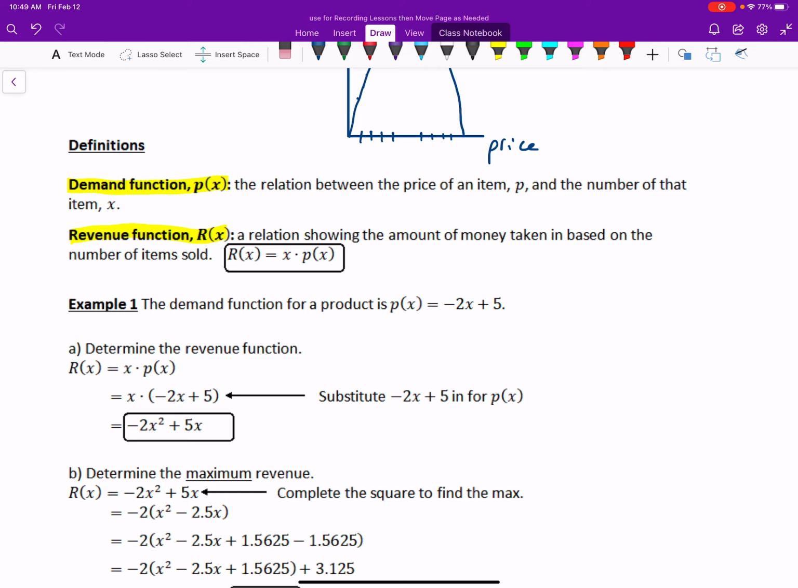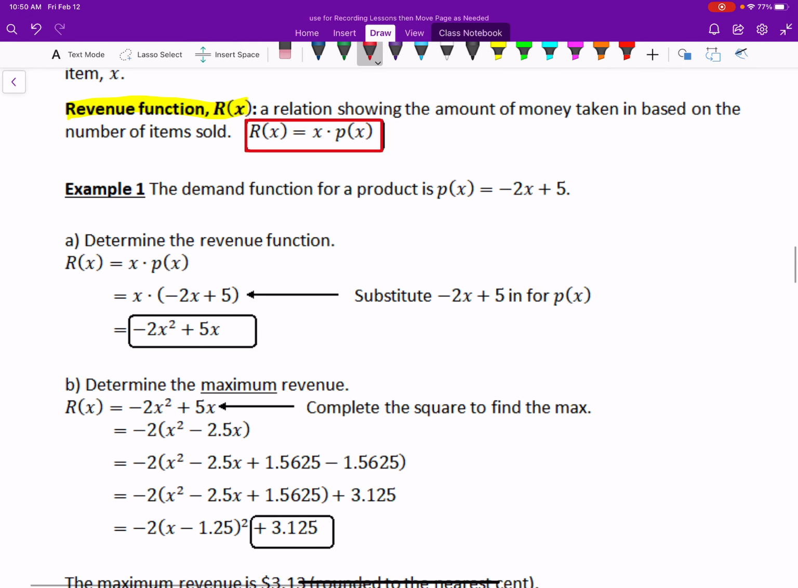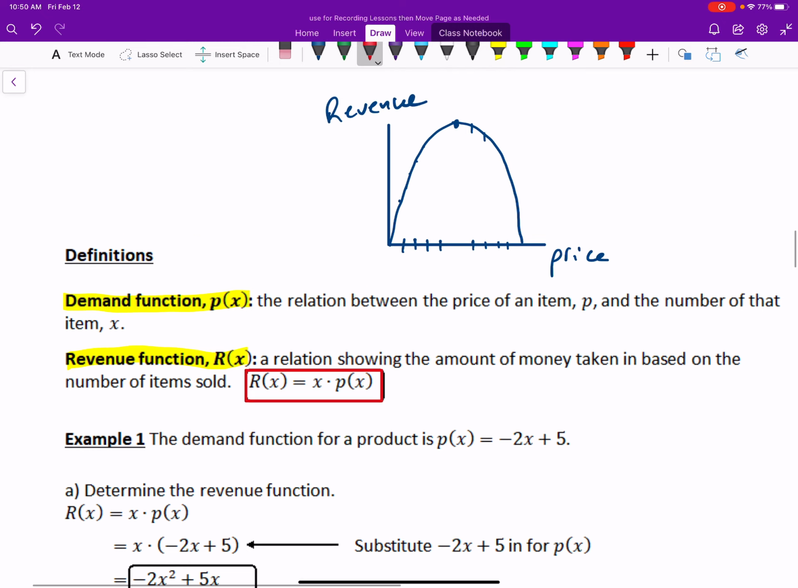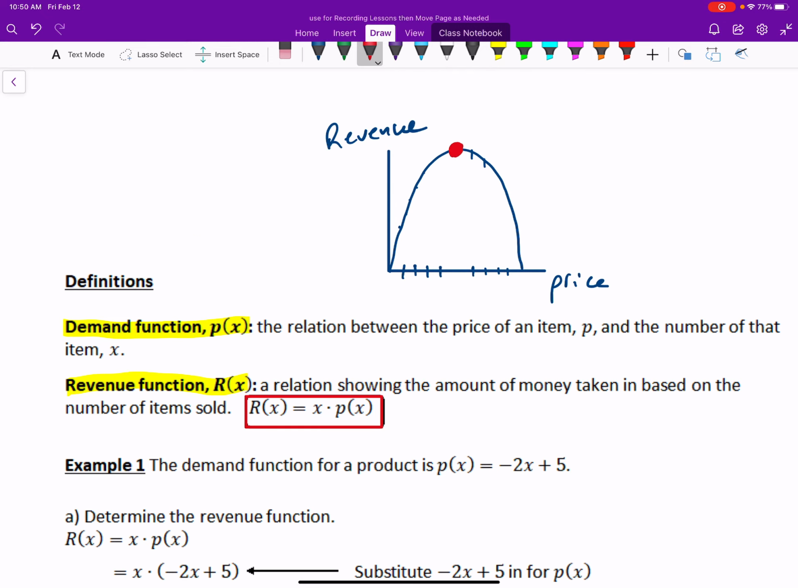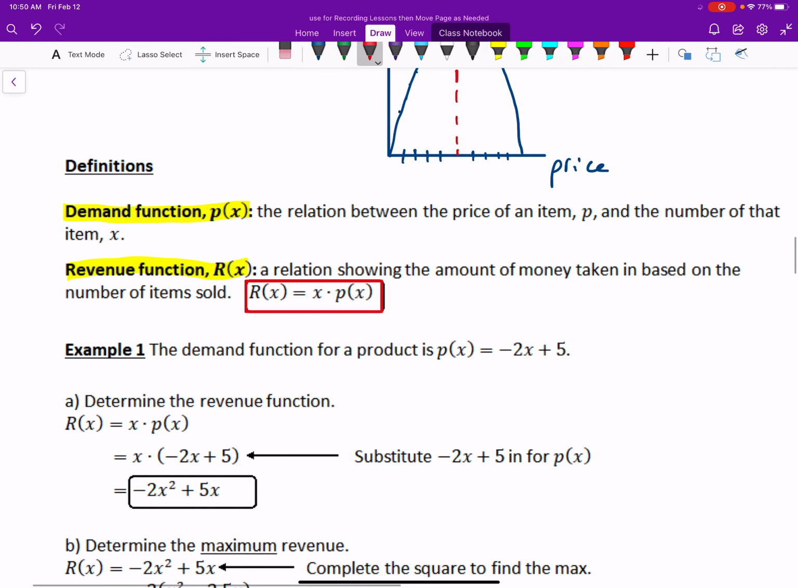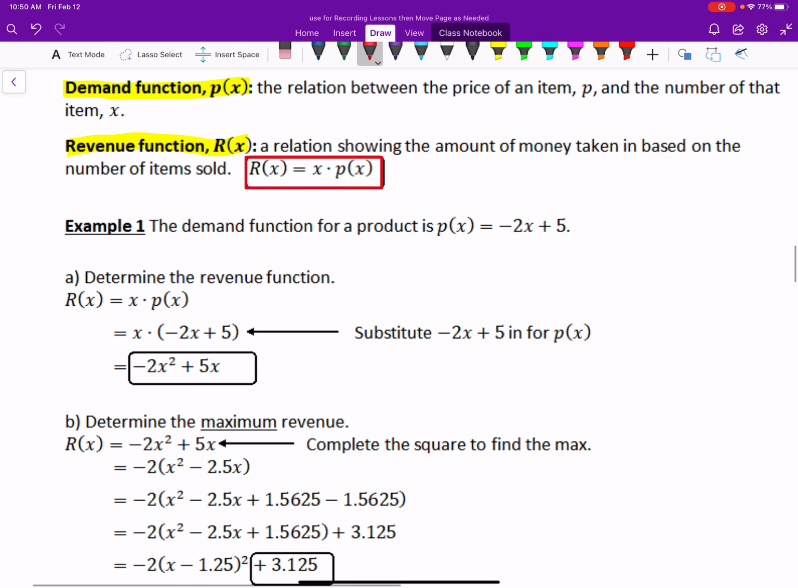If we know that the demand function for a product is P at X, as you can see defined up above, then X times P at X will give us the revenue. So we can use this demand function to create a revenue function, and then it's going to be a quadratic, and we can find the maximum revenue. Going back to this graph here, the maximum revenue would occur at the vertex, and then we could, from that, decide what the best price, the best amount of a product to create is in order to get the maximum revenue for our business. That's what this particular type of word problem is going to be getting at.